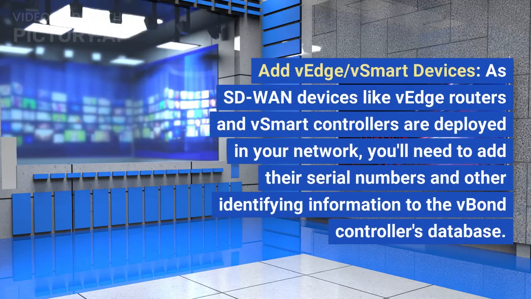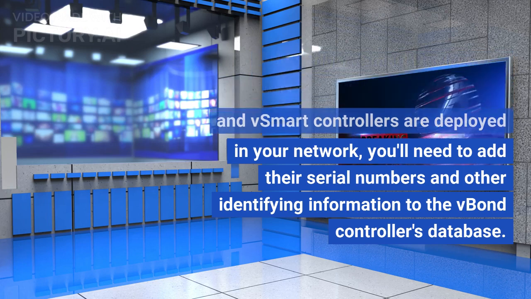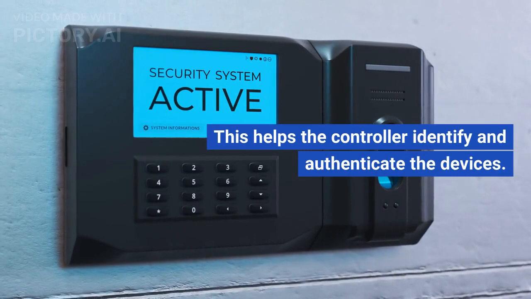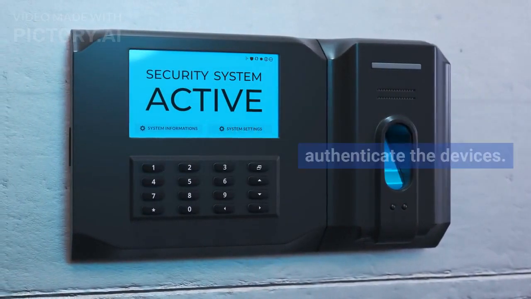Add vEdge and vSmart devices. As SD-WAN devices like vEdge routers and vSmart controllers are deployed in your network, you'll need to add their serial numbers and other identifying information to the vBond controller's database. This helps the controller identify and authenticate the devices.